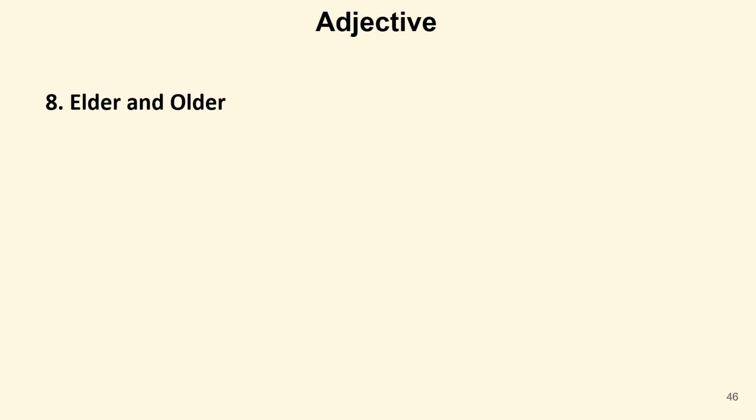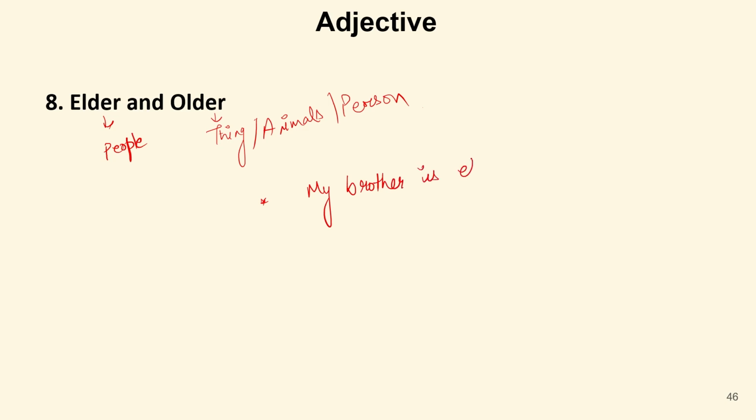Now we have elder and older. Elder is generally used with people, whereas old, older, oldest is a comparative degree and is generally used not with persons but with animals and things. Elder is used only in case of people. For example, he is elder to me. My brother is elder to me.